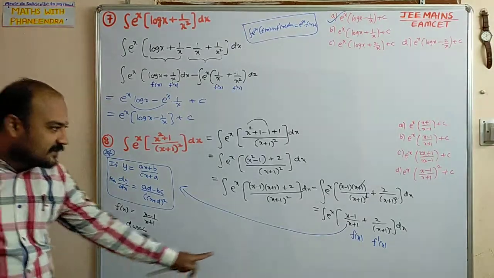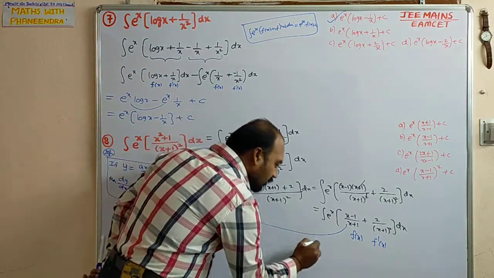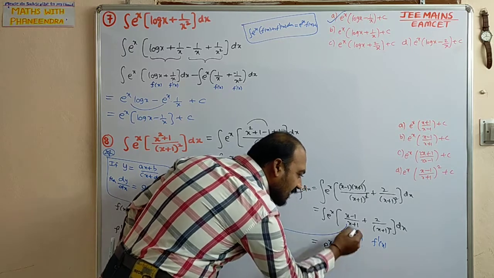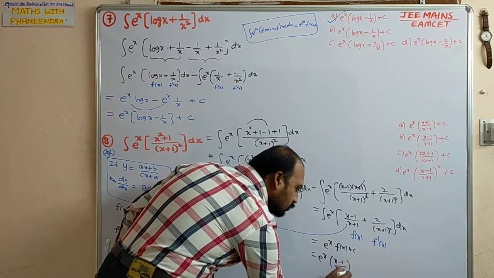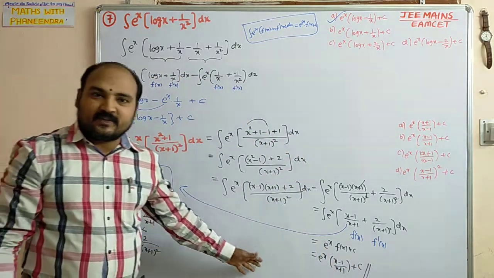Is it there exactly? f of x and f dash of x. So it becomes e power x into f of x plus c. What is f of x here? E power x into x minus 1 divided by x plus 1 plus c. I think everyone understands this one, dear students.